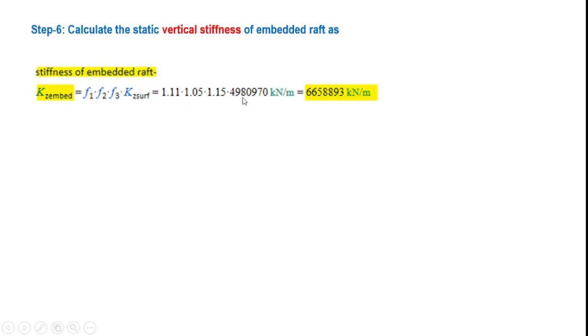And now introducing all these parameters, we find that the stiffness of the embedded raft is equal to 66.58893 kilonewton per meter. So please remember that the detailed procedure is given in another video. So you need to first go through that video before scanning this sample calculation report, because it will help you a lot, and it is already provided over here.